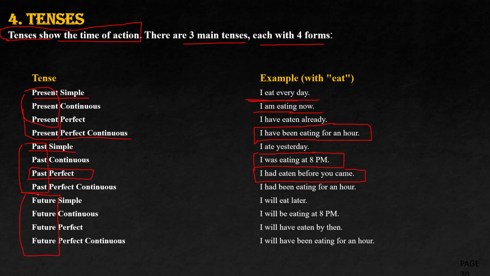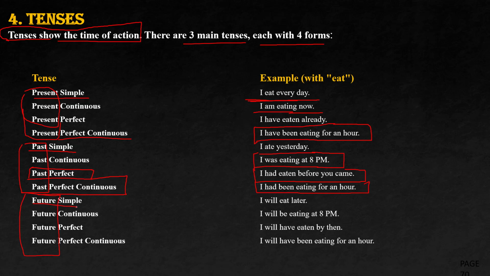And the past perfect means in the past I had already done that. For example, I had eaten before you came. That means I had already had dinner before you were there to meet me. Got it? Next, past perfect continuous. So that time I was doing it. It had already been going on, and you want to explain that. In that case, I had been eating for an hour yesterday. Means I was eating.